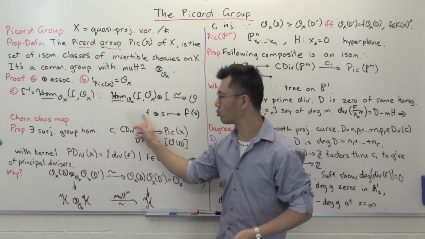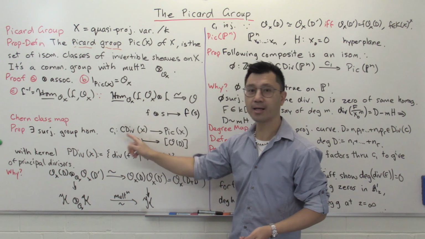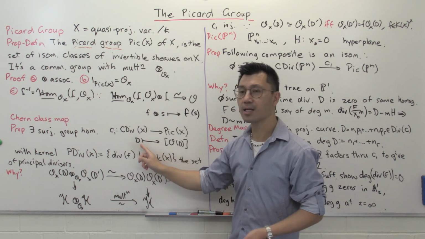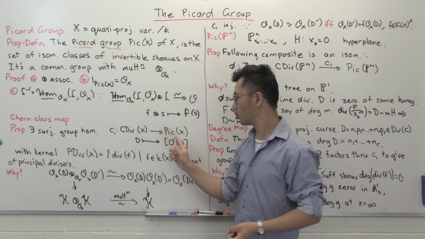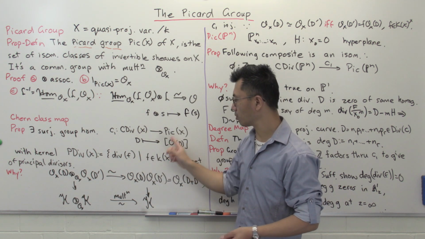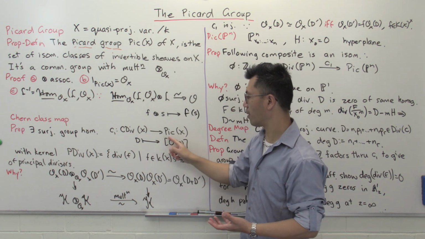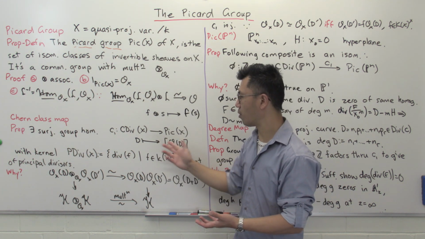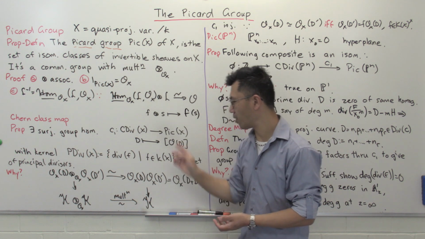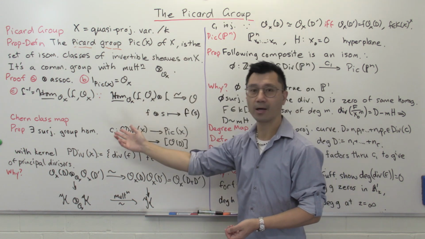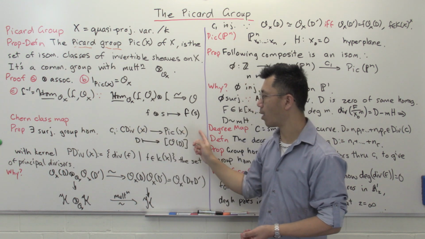What you do is you look at the group of Cartier divisors on X, and you have some D here like this, and you send this D to the corresponding invertible subsheaf of the sheaf of rational functions. And then of course I'll put the brackets here just to denote isomorphism classes, just to be a bit more precise, but often I'll leave them out. So that's great, because you have this surjective group homomorphism.